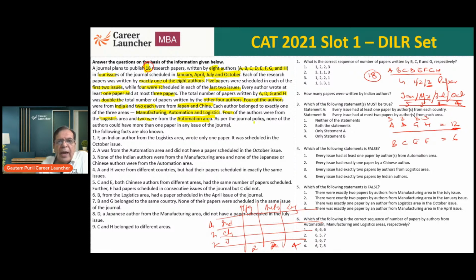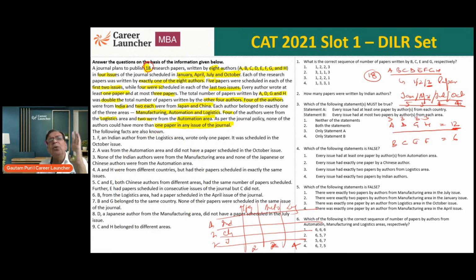manufacturing area. As per journal policy, none of the authors could have more than 1 paper in any issue of the journal. So each author can get a maximum of 1 paper published in a particular issue. Okay. Now after that, we have this whole set of conditions given to us. We'll come back to it.